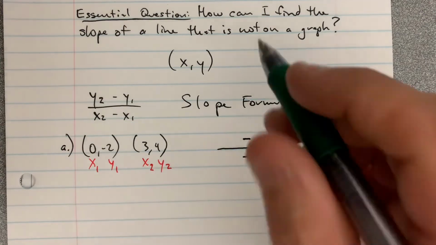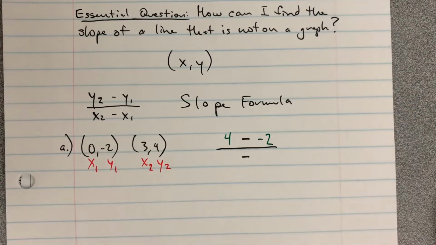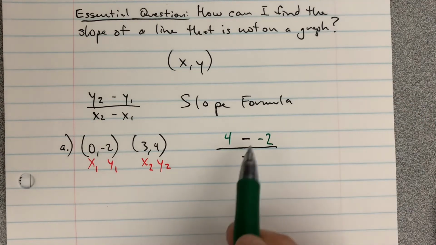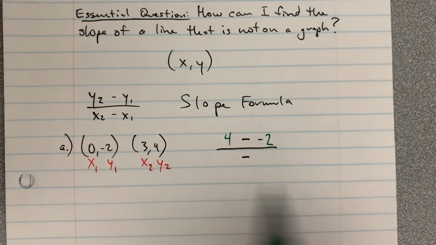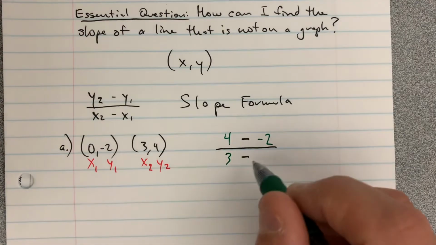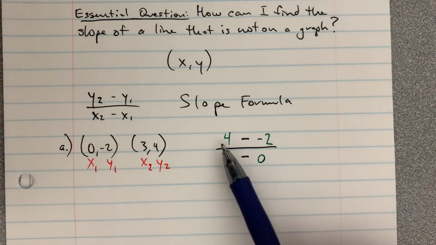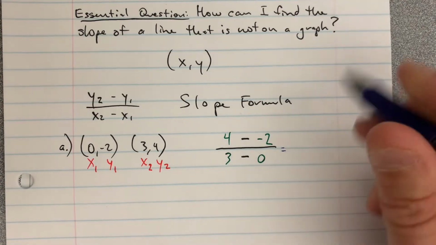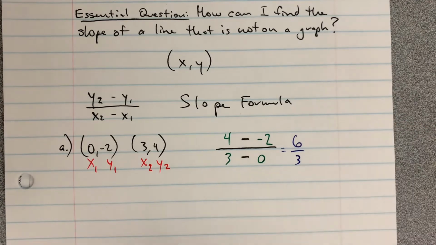y2 is 4, I plug it in. y1 is -2, I plug it in. Don't worry about the double negatives or anything like that and try to do that in your brain, just plug it in first. x2 is 3, x1 is 0. All right, now I can use my integer rules. 4 minus -2, that is 6, 3 minus 0, that is 3.